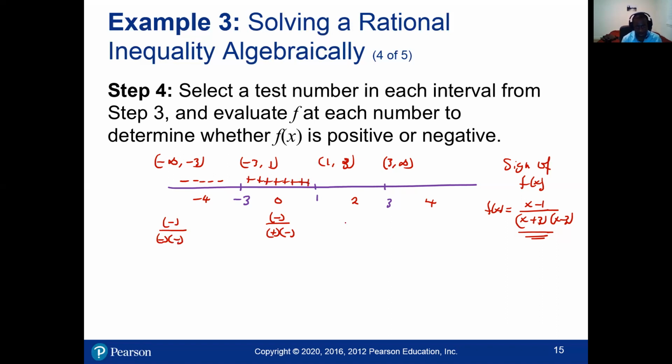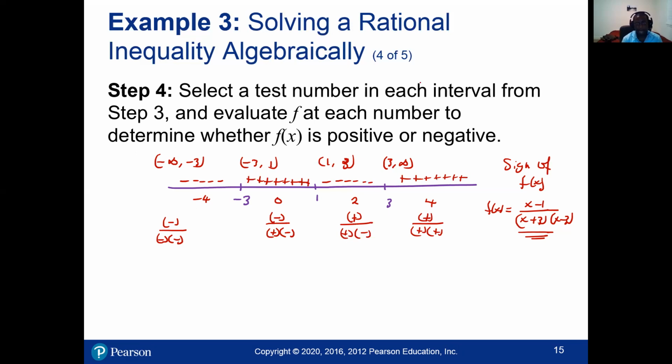And if I use 2, I'll have what? 2 minus 1, which is positive in the numerator. The denominator is also 2 plus 3, what? Positive. And then 2 minus 3 is negative. So that is negative. Okay. And then x is equal to 4. The numerator will be positive because 4 minus 1 is positive. And then you have 4 plus 3 is positive. And then 4 minus 3 is also positive. So this is positive.